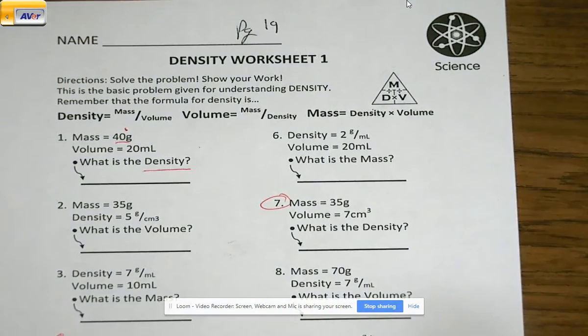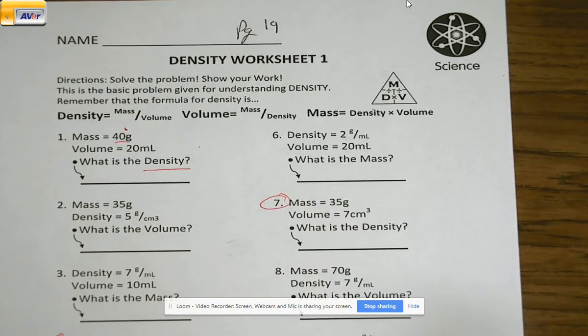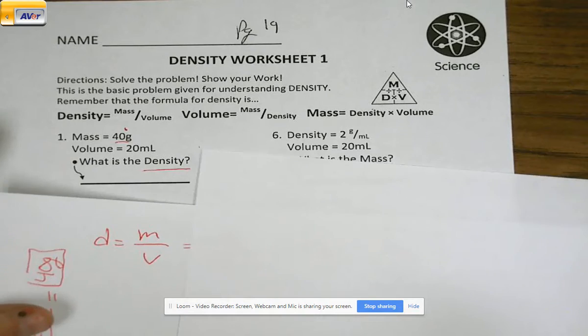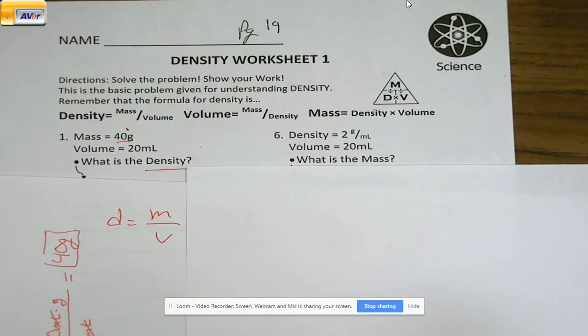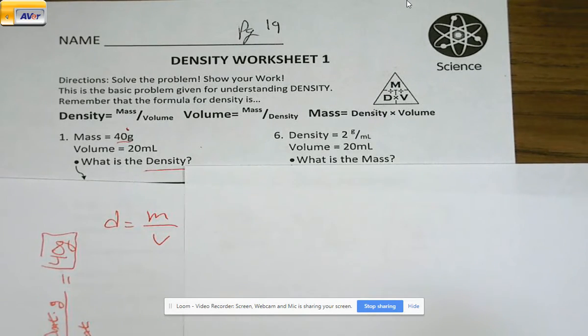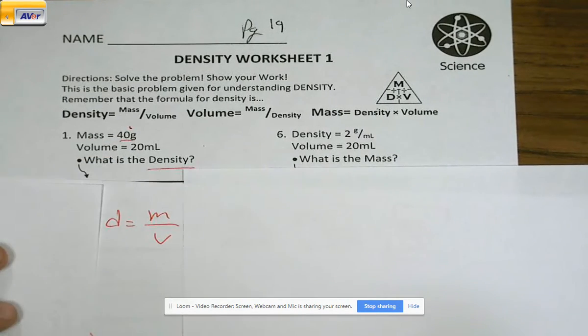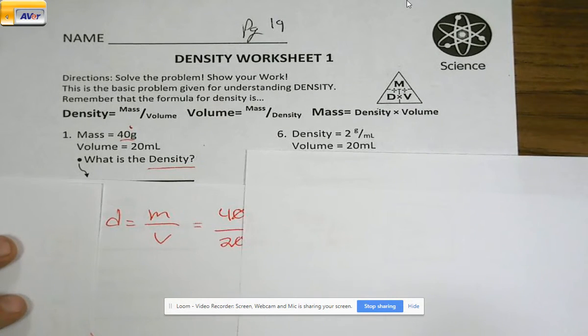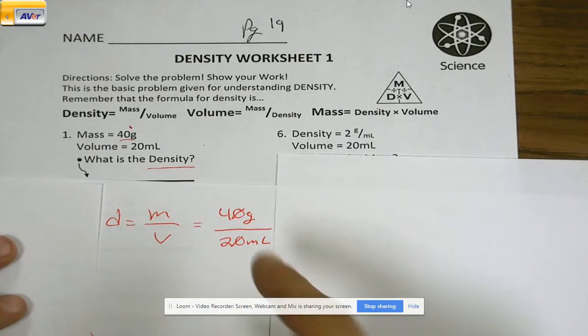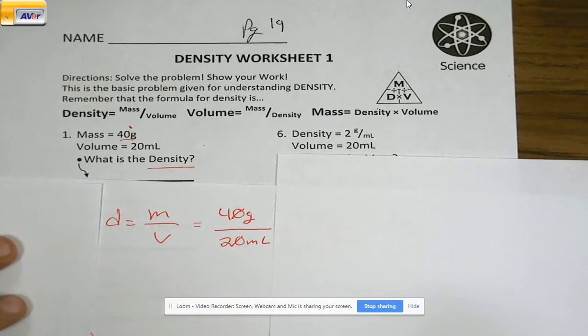The first one is number one, where we're going to try to find the density of an object. First, I need my equation. Density is equal to mass over volume, and that will help me find what my answer should be. Then I put in my numbers, so it's 40 grams divided by 20 milliliters.